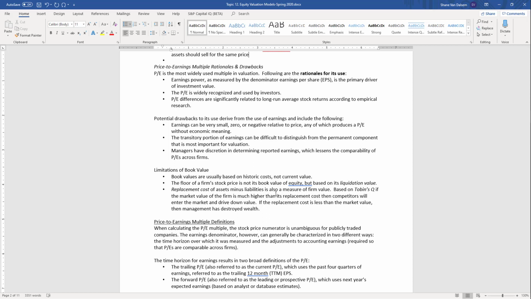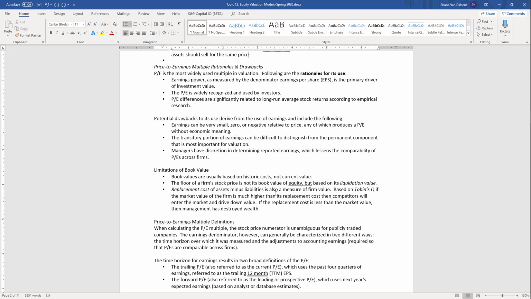Limitations of book value, so price to book ratio. Book values are usually based on historic cost, not current value. And so when we look at a financial statement on a balance sheet, what we're seeing there primarily in terms of the numbers are based on the historic cost. Now, things like accounts receivable and maybe inventory should be pretty up to date. But when we get into things like fixed assets, you might have a building on the books that was bought 30, 40 years ago, and it's on the books at its historic cost. Its current value is probably much higher than the value that's actually on the books.